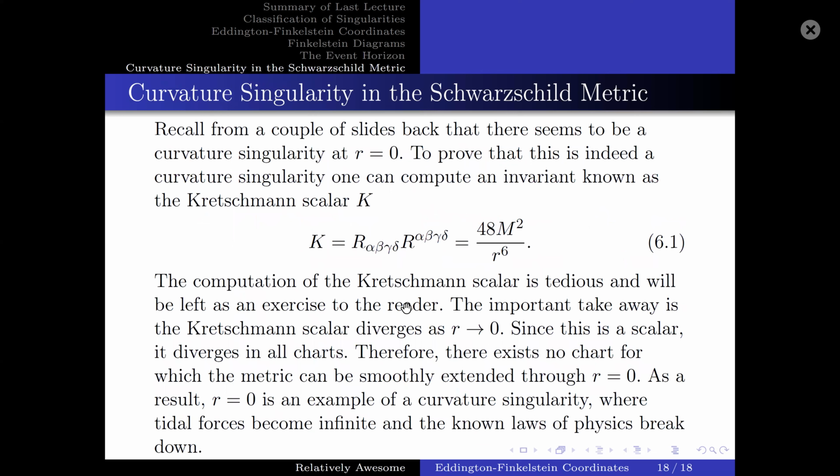Recall from a couple slides back that there seems to be a curvature singularity at r equals zero. To prove that this is indeed a curvature singularity, one can compute an invariant known as the Kretschmann scalar, K. The computation of the Kretschmann scalar is tedious and will be left as an exercise to the reader. The important takeaway is that the Kretschmann scalar diverges at r equals zero. Since this is a scalar, it diverges in all charts. Therefore, there exists no chart for which the metric can be smoothly extended through r equals zero. As a result, r equals zero is an example of a curvature singularity where the tidal forces become infinite and all known laws of physics break down.